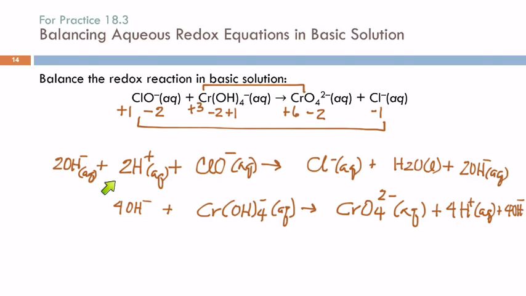So what's the total charge on the reactant side? We've got -2, +2, and -1. So overall, -1. And what's the total charge over here? -3. We've got 2 hydroxides and the chloride. So I need 2 electrons on the left.